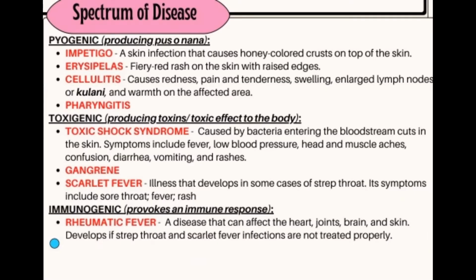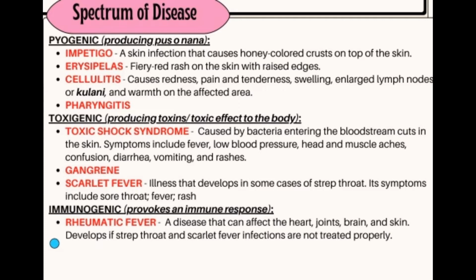These are the spectrum of diseases of Streptococcus pyogenes. First, we have pyogenic, meaning it produces pus or nana. So we have here impetigo. It is a contagious skin infection that causes an accumulation of honey-colored crust on top of the skin. It only affects the superficial layer of the skin.